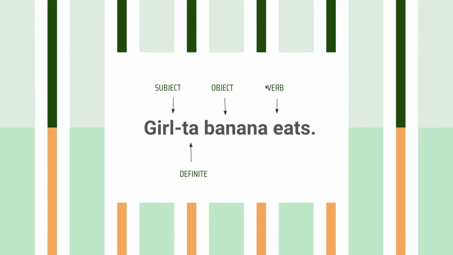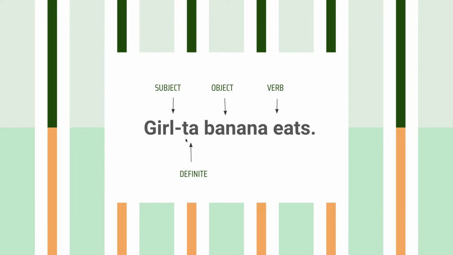And you might have noticed in the last slide there were no articles at all. We can have articles in Bengali, but it's optional. Like, it depends on the way you choose to speak. Perhaps to keep emphasis on something, but in English it is mandatory, it is required, so that's another difference.